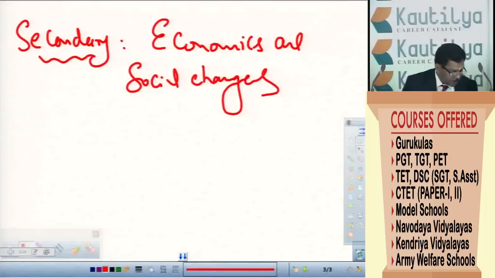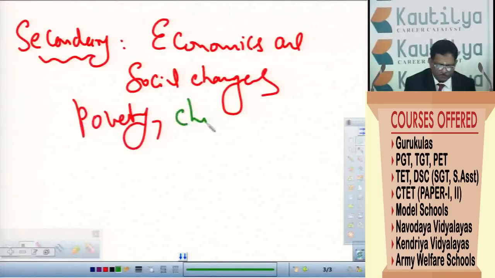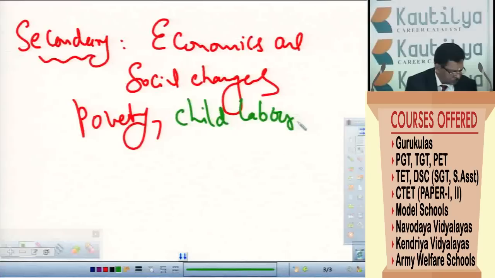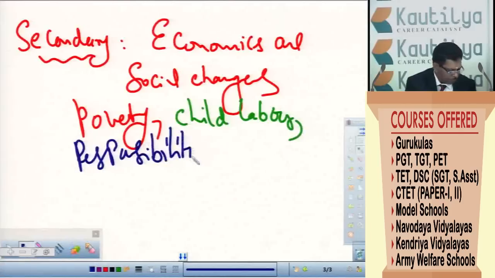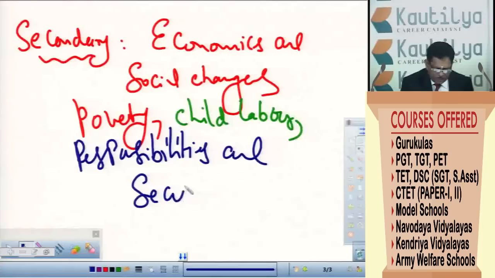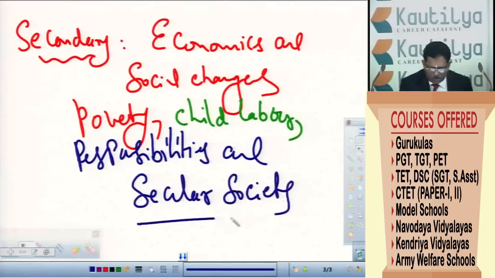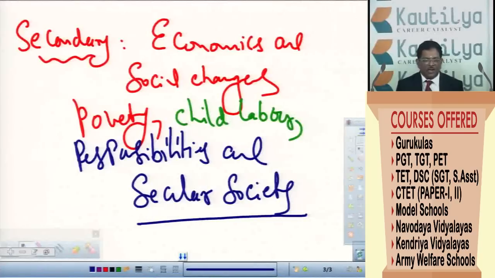And what we call socio-economic issues and challenges, like poverty, child labor, and the responsibilities of citizens in a secular society like India. All these things should be inculcated at secondary stage. Discrimination, inequalities, the caste system, religious conflicts, poverty, child labor, and responsibilities and rights and constitutional safeguards, fundamental rights, directive principles, all these things should be incorporated at secondary stage.